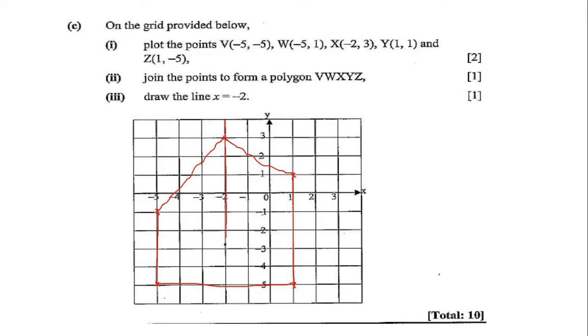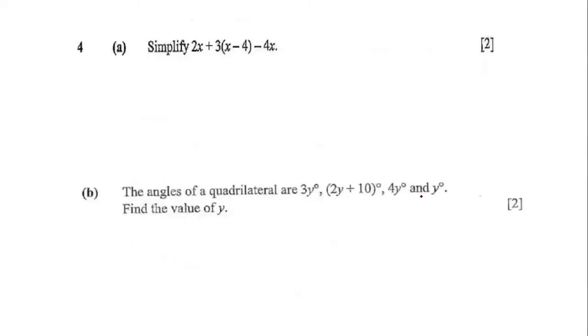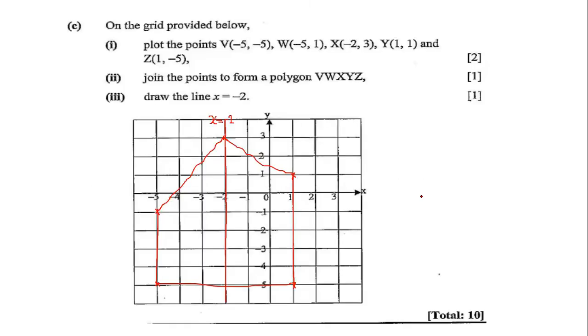This is the line x is equal to -2. All right, so we have just done that. We will continue. We have just successfully done what we want, and we continue.